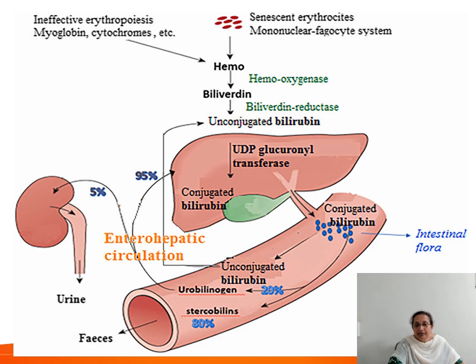The intestinal flora present in the intestine convert conjugated bilirubin into stercobilinogen, and from there to stercobilin. 80% of this is going to be excreted out through feces. Okay, and roughly about 20% through urine in the form of urobilinogen. A little is reabsorbed into the circulation to be transported into the liver again. This process is known as enterohepatic circulation.